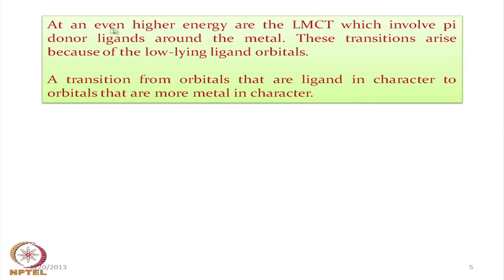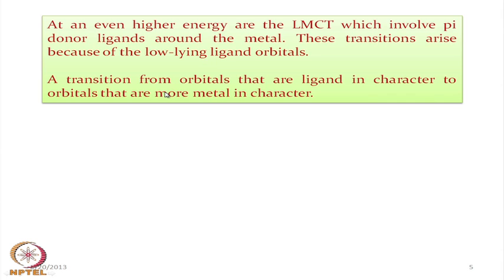So, at an even higher energy are the LMCT which involve pi donor ligands. So, just now we have seen about the pi acceptor, but if we can have the pi donor ligands around the metal, these transitions can also take place because of the low lying ligand orbitals. So, if we have low lying ligand orbitals like the sigma, we can have also the pi donor ligands which are of low energy compared to the metal d orbitals.